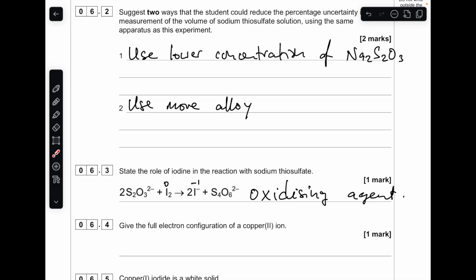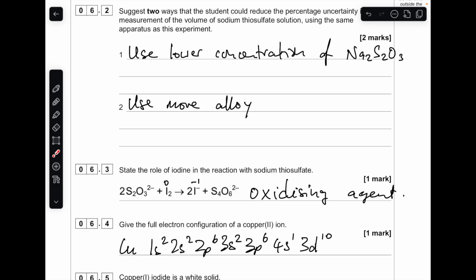Number 4, give the full electron configuration of a copper 2 ion. Well, the first thing I'll do is give the atom's configuration, and then we'll change it to copper 2 plus. Now remember, copper's one of the funny ones. Copper and chromium have this 4s1 configuration. So copper in the atom form is 4s1 3d10. So copper 2 plus, we need to lose the 4s electrons first, and then this is going to go down to 3d9 because we need to lose 2 altogether. So there's the answer there.